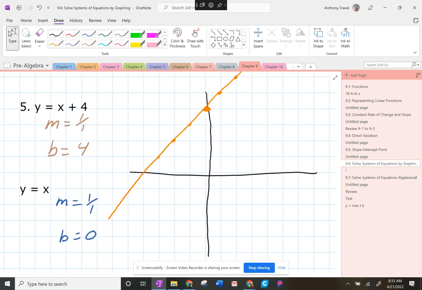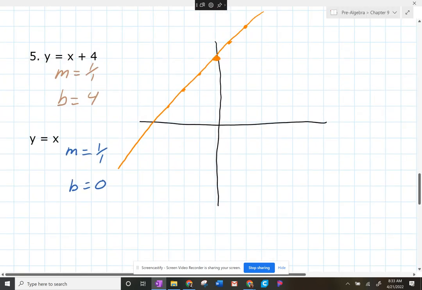My next one, it said b equals 0. So my first point is going to be right here. My slope is 1 over 1. So right there, right there. Up 1 over 1, up 1 over 1, up 1 over 1. Or down 1, left 1, down 1, left 1, down 1, left 1.